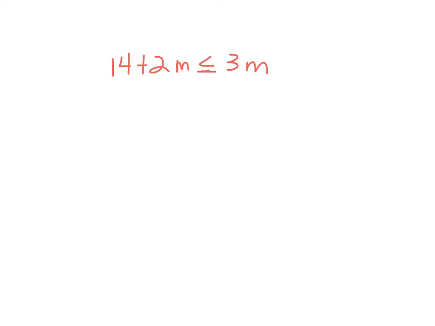Now, here's the reason I want to do this problem together. We've got to get the m's together, right? And with an equation, I told you it doesn't matter which side you put the m's on. And that's still true for an inequality. However, I prefer to put them on the left. And I'll show you why that's the case at the end of the problem. So let's put them on the left. So I'm going to subtract 3m from both sides.